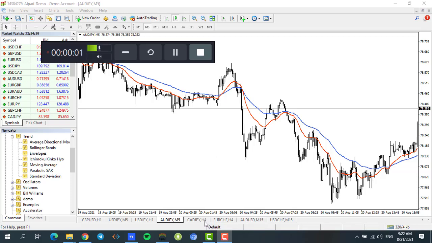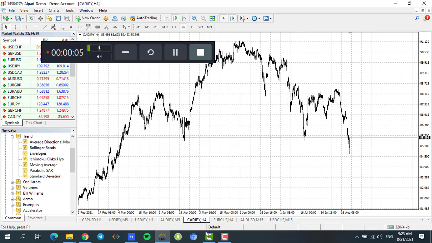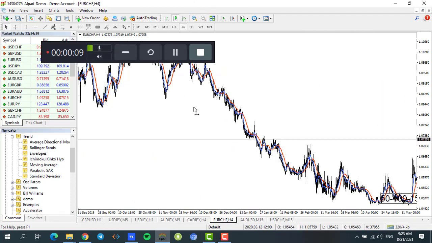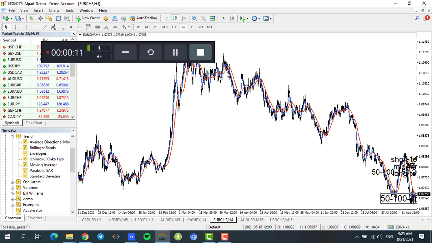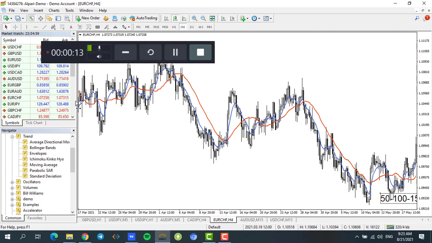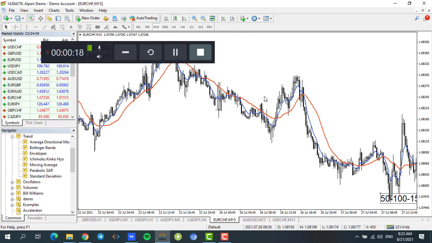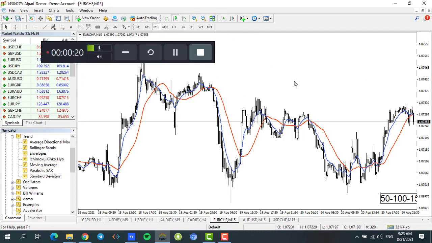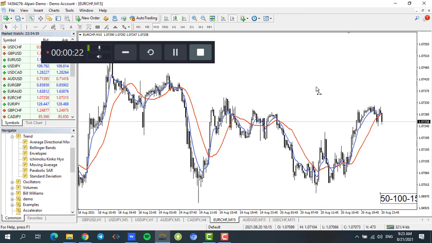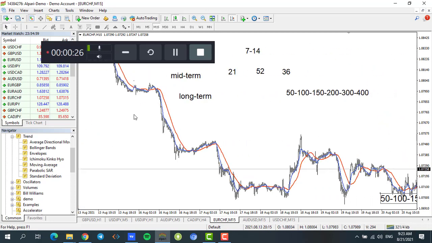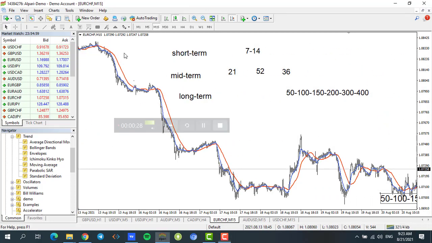Hi guys, today I'm teaching you a strategy about moving averages. We have three terms for moving averages. Here's the period for each term: short term, mid term, long term.